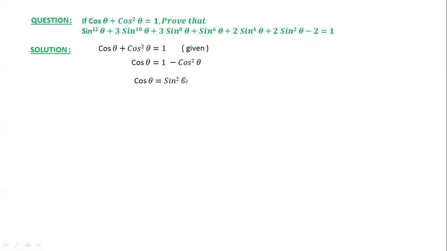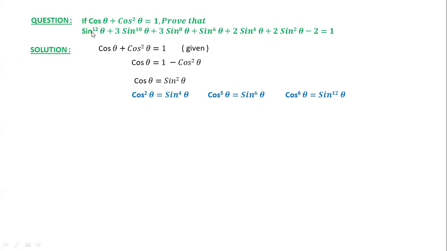Now you see, we want different powers of sine: 12, 10, 8, 6. So let us try. Take the square of this expression. When you take cos square, what will become? Cos square theta will be sine raised to 4 theta. Again take the square of this. Cos raised to 4 theta is equal to sine raised to 8 theta. Take the fourth power. Cos raised to 6 theta is equal to sine raised to 12 theta. Okay. We are taking only up to 12 because we need only sine 12.